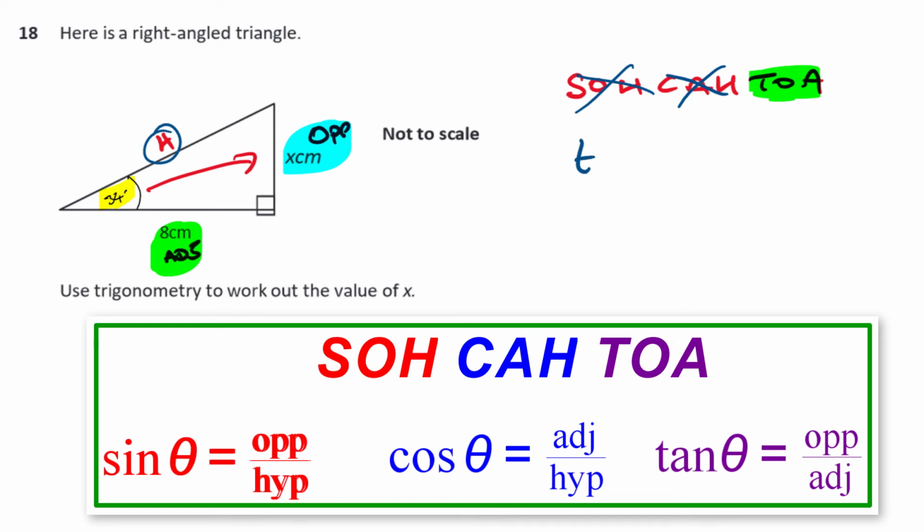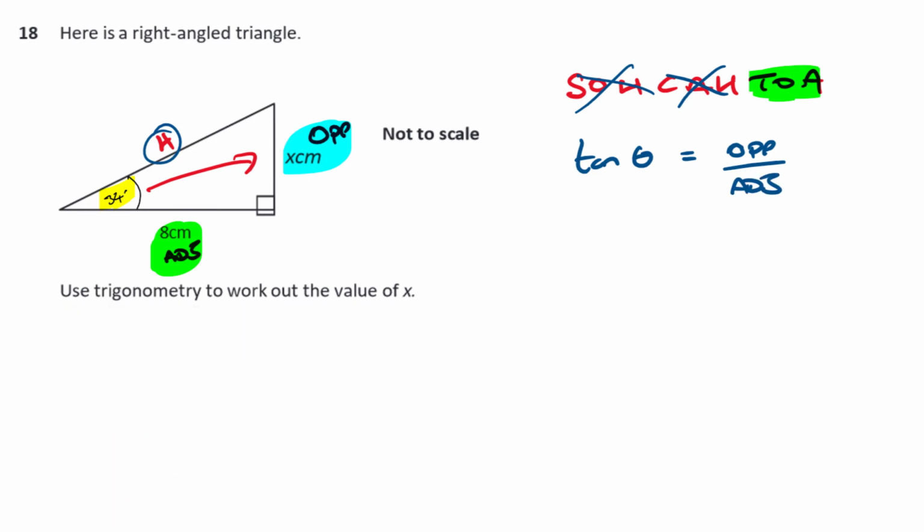Once I know that I'm using tan, I'm going to write down the full trigonometric ratio, which is tan theta equals the opposite over the adjacent. Once I've got that written down, it's just a simple matter of plugging in all the values from my diagram into the formula I've got over here. So tan theta, theta is the angle, so tan 34.